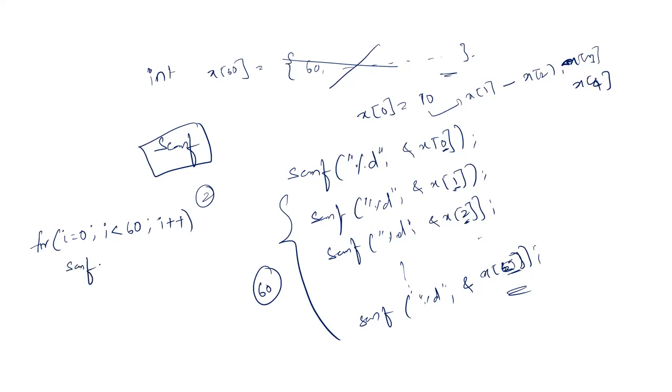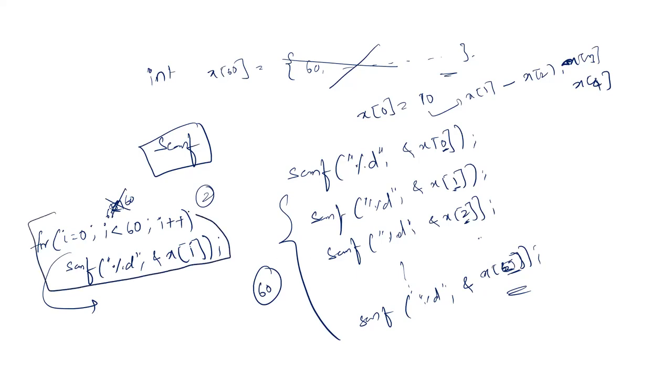scanf percent d ampersand x of i, instead of that, variable x of i. So first the i value will become 0, x of 0. i value becomes 1, x of 1. i value becomes 2, x of 2. i value becomes 3, x of 3, and so on. i value becomes 59, x of 59. i value becomes 60, so 60 less than 60 will be false, so it comes out of the block. Therefore, it runs from scanf percent d x of 0 to scanf percent d x of 59. So we have replaced the reading statements. This is called dynamic values reading.